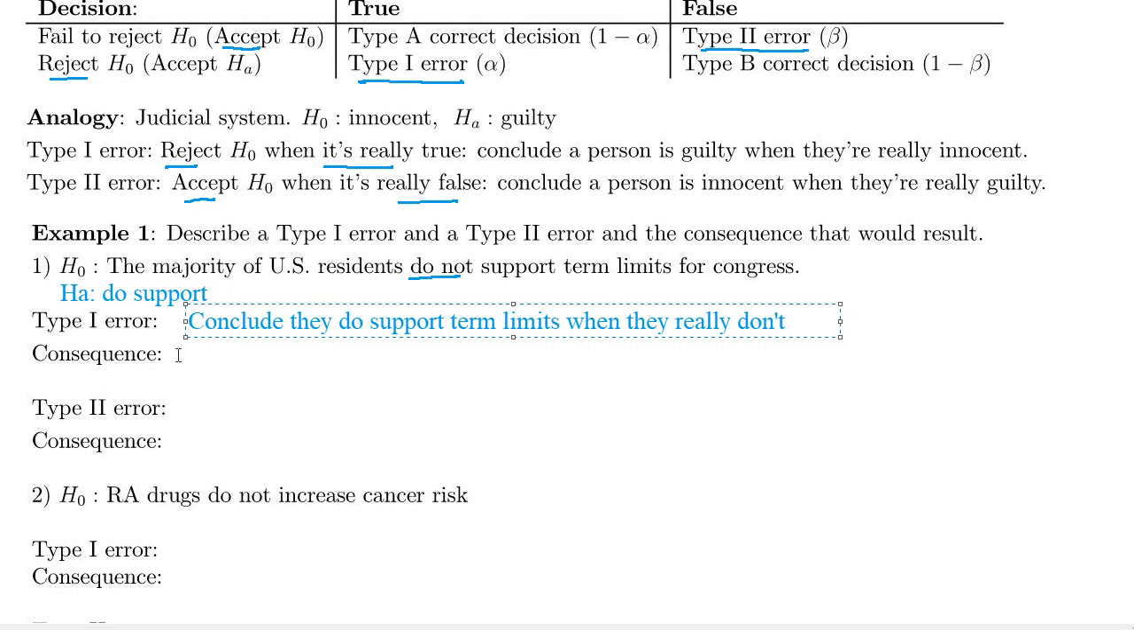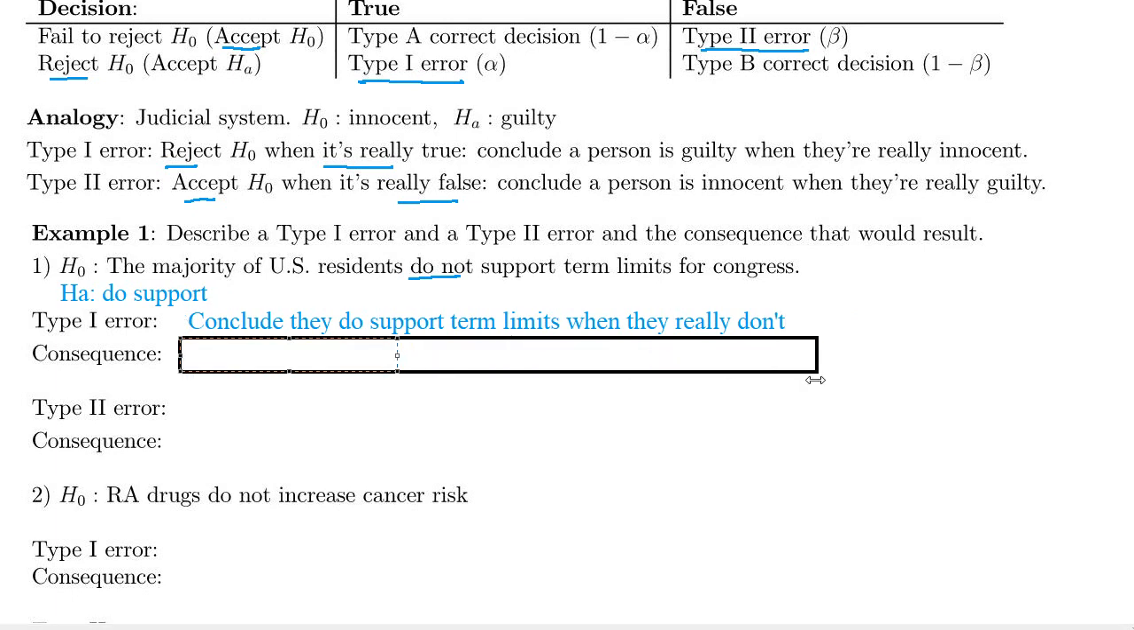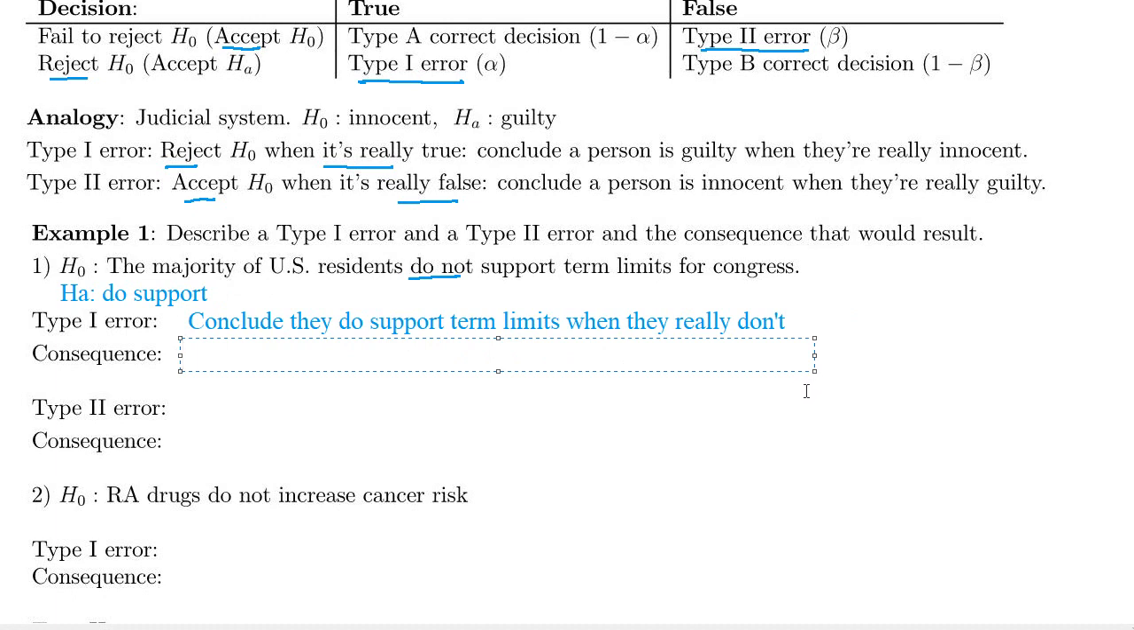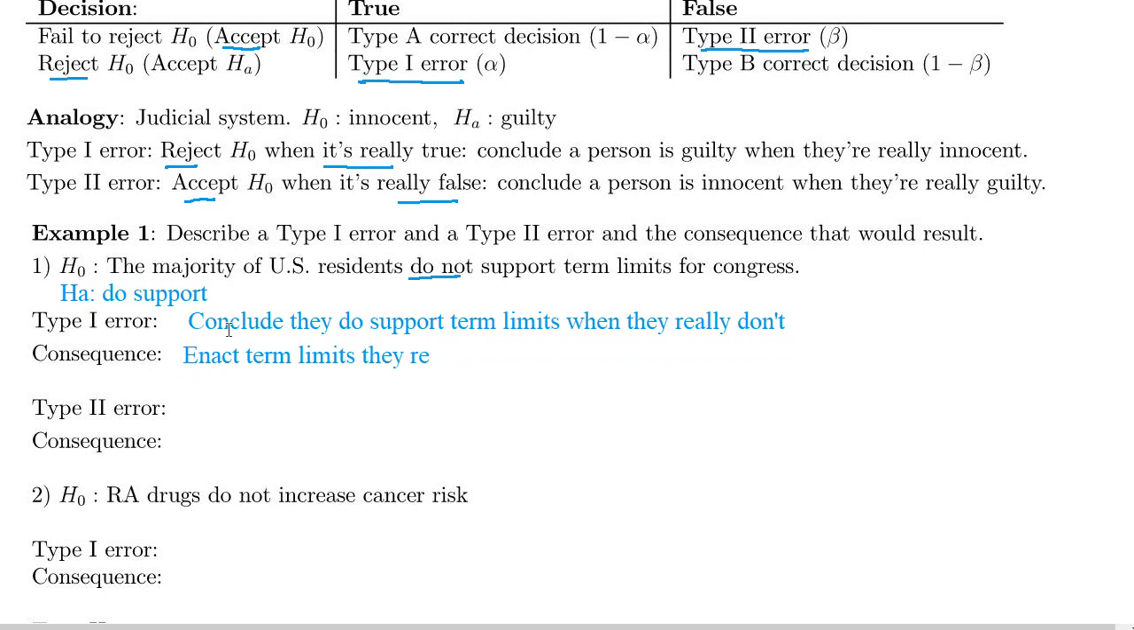And then what's going to be the consequence of that error? So if you conclude that they do support term limits when they really don't, you're going to enact term limits that the people don't want. You're going to pass a law they really don't want.